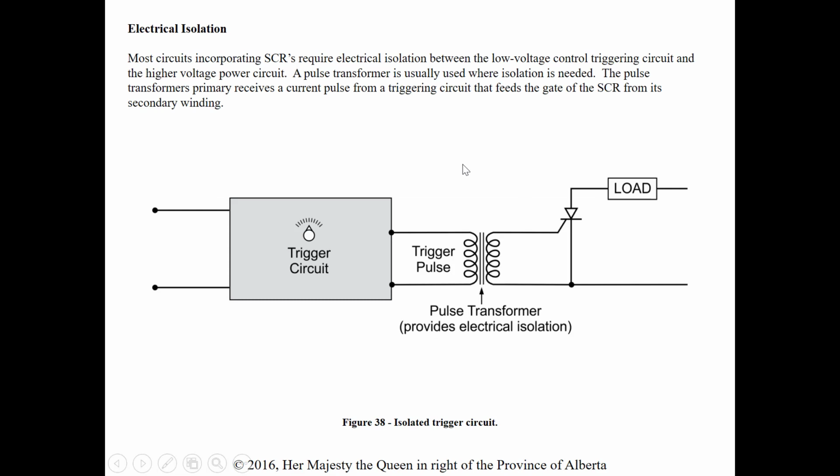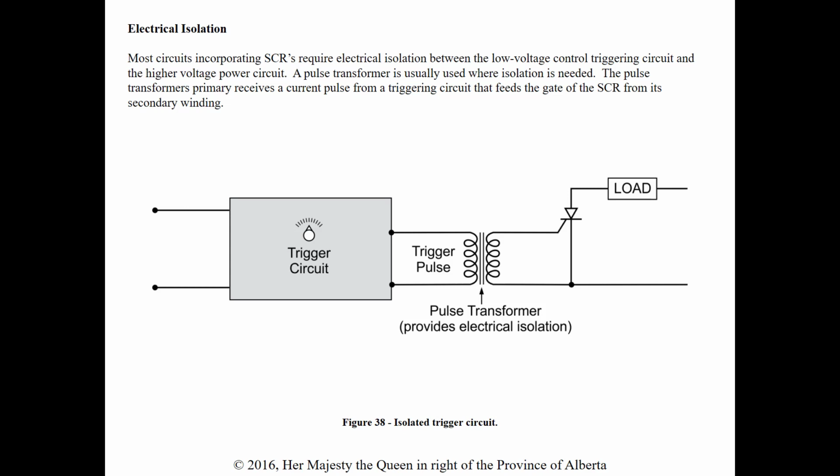Electrical isolation. Most circuits incorporating SCRs require electrical isolation between the low voltage controlling circuit, the triggering circuit, and the higher voltage power circuit. A pulse transformer is usually used where isolation is needed. So the pulse transformer prevents high voltage from the SCR power circuit from affecting the low voltage components of the triggering circuit. The pulse transformer is built for transmitting a pulse of current from its primary to 1, 2, or 3 secondary windings. The core is non-ferrous or partially ferrous, which results in little inductive delay on the pulse from the primary to the secondary.